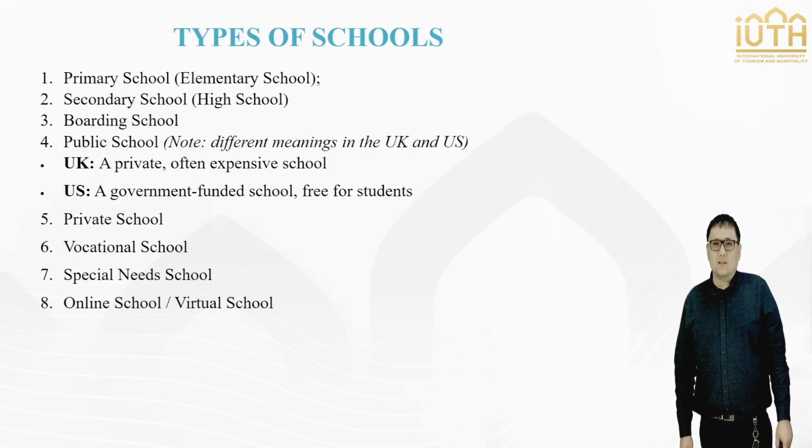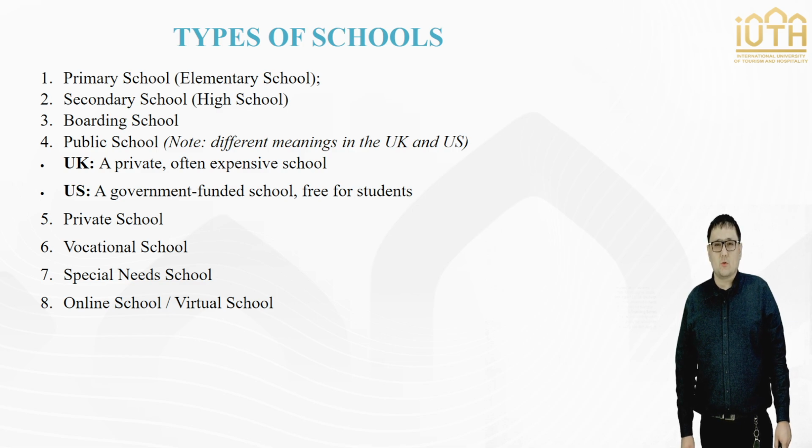And now we will take a closer look at the different kinds of schools around the world. So the first one, primary school, elementary school. A school for young children, usually from ages 5 to 11. Subjects include reading, writing, math, science, etc. The second one is a secondary school, high school. A school for teenagers, usually from ages 12 to 18. Students study more advanced subjects and prepare for exams or university.